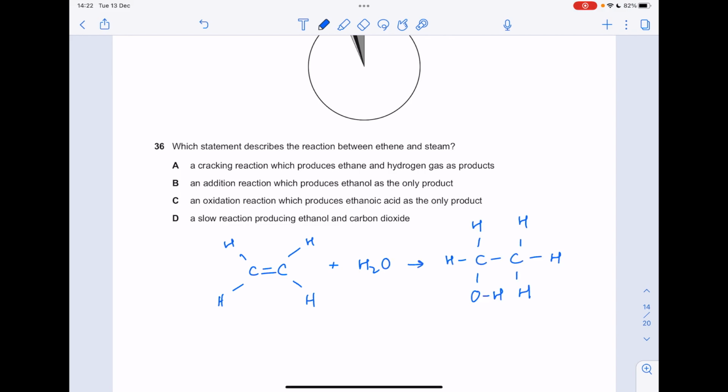So it's definitely not a cracking reaction, because that's all about breaking long hydrocarbon chains into shorter, more useful alkanes and alkenes. It's an addition reaction which produces ethanol as the only product. Yeah, that's literally what I've shown happen. It's an oxidation reaction which produces ethanoic acid. No, we haven't made ethanoic acid. It's a slow reaction producing ethanol and carbon dioxide. No, that's fermentation.